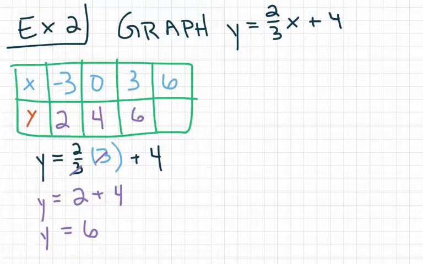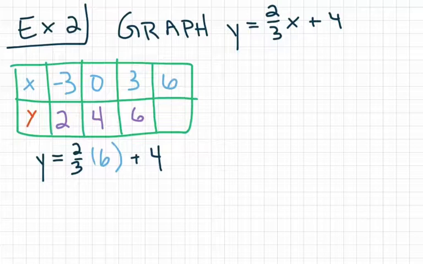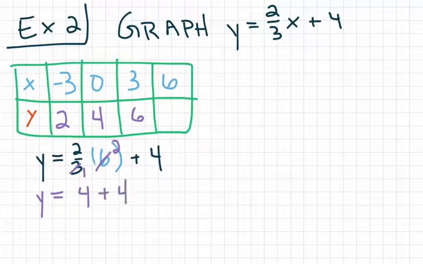And now at this point we should start to see a pattern emerging in the table, but even with that pattern we still need to make sure that we're showing all the work for each ordered pair in the table. And so last but not least, I'm going to substitute 6 in for x. And now I do my math. y equals 2/3 times 6 plus 4. Well, 3 goes into 3 once. 3 goes into 6 twice. So 2 times 2 is going to give me 4. Bring down the plus 4, and we end up with y equals 8.